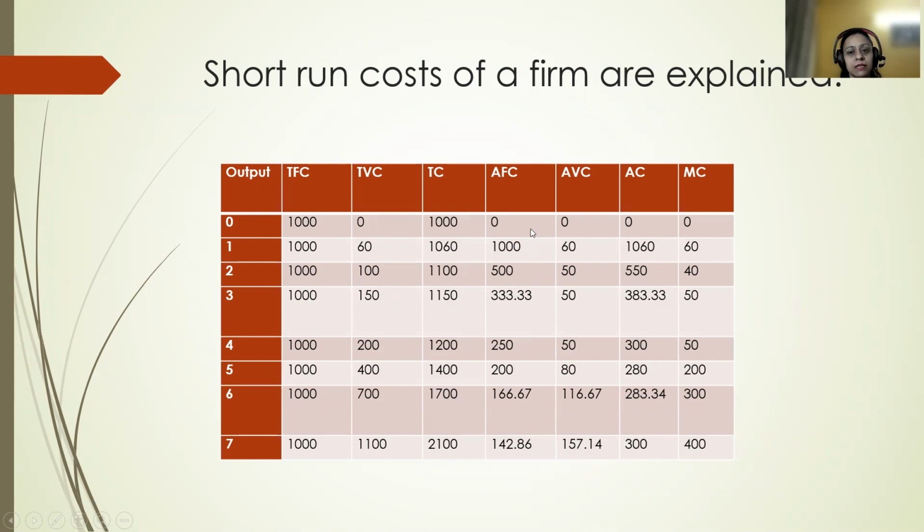Average fixed cost goes on diminishing and it never becomes zero. Average variable cost decreases initially and then it starts to increase as the output increases. Average cost also decreases initially and then it starts to increase. Marginal cost initially decreases and then increases at an increasing rate.